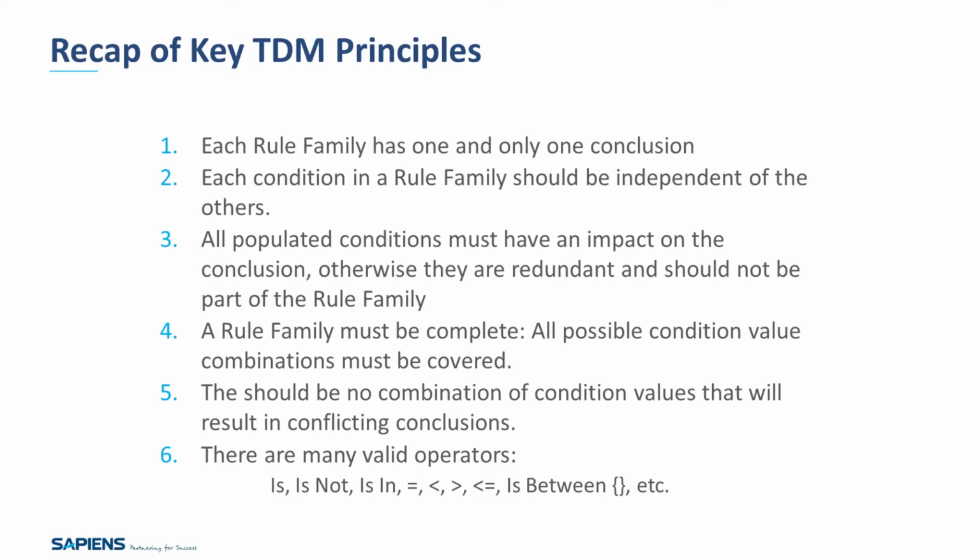Number 4, a rule family must be complete. All possible condition value combinations must be covered. Number 5, there should be no combination of condition values that will result in conflicting conclusions. And number 6, there are many valid operators: is not, is in, equal to, less than, greater than, less than or equal to, and is between are just a few of the many valid operators.